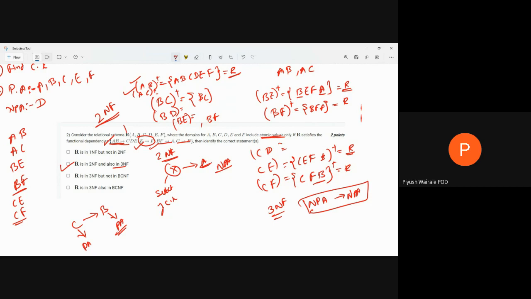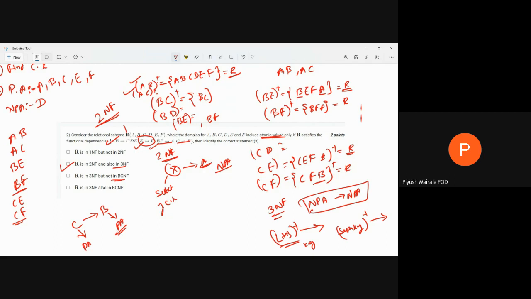Now for BCNF, just check whether the left hand side of any functional dependency is a key. Sir, by key, does it mean only a candidate key or a super key also? Super key also, any key. Let us take super key, because it will cover candidate key also, right? A super key determines everything, right? So AB is a super key.